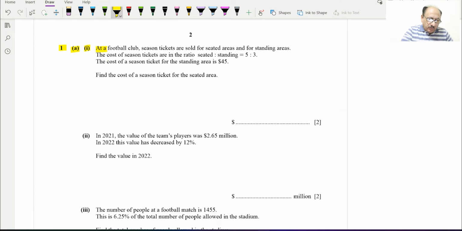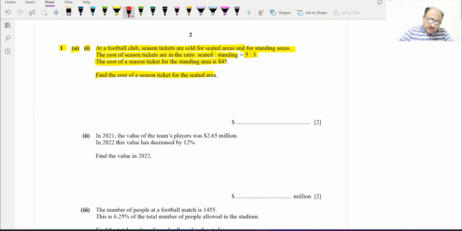A football club season tickets are sold for seated areas and for standing areas. The cost of season tickets are in the ratio of seated to standing is equal to 5:3. The cost of the season ticket for the standing area is $45. Find the cost of season ticket for seated areas.